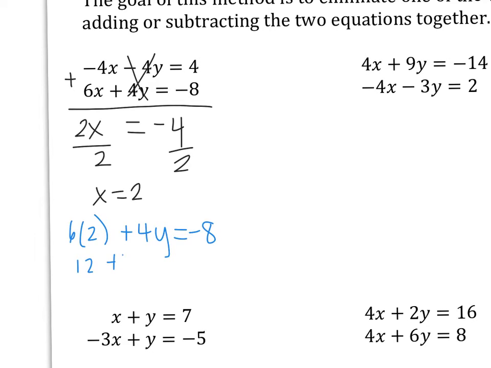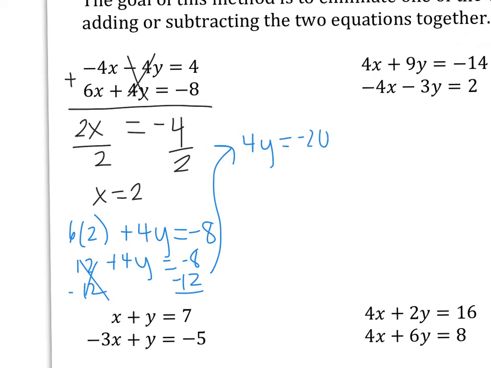6 times 2 is 12, plus 4y equals negative 8. Subtract 12. I might run out of space here. So I get 4y equals, and then negative 8 minus 12 is negative 20. Divide by 4, and y equals negative 5.